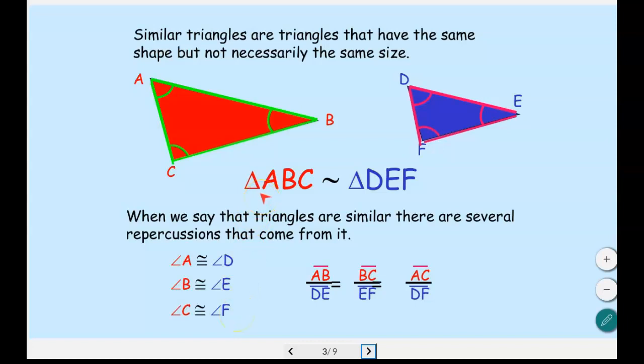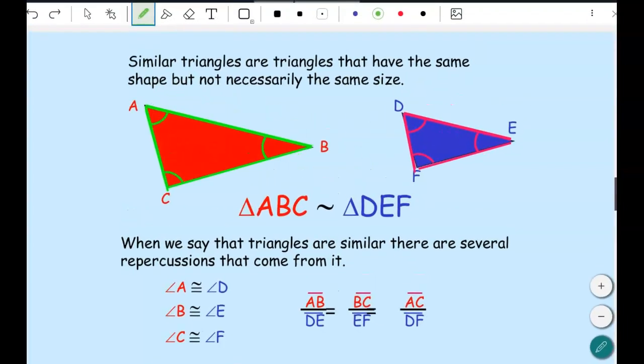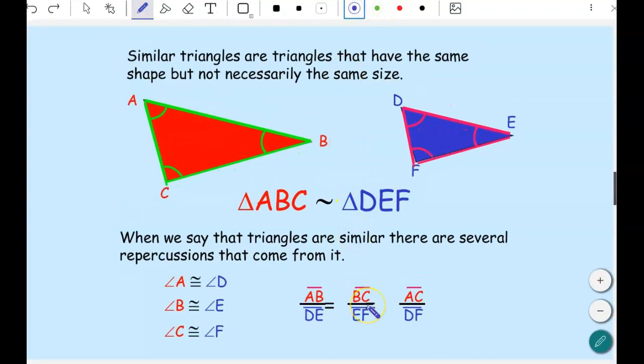Now if we look at our sides, we have AB over DE is equal to BC over EF, and then AC over DF. That should be an equal sign there, so let me put that in. All right, so this should also have an equal sign here. So they are proportional, which means they're equal ratios on the side lengths.